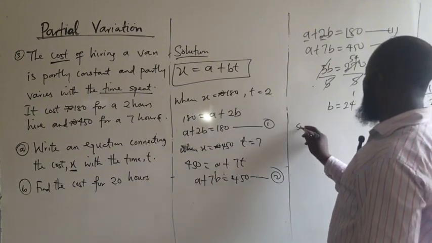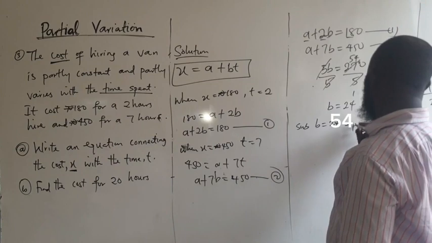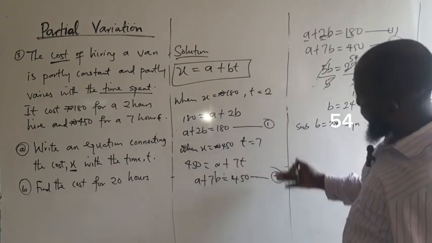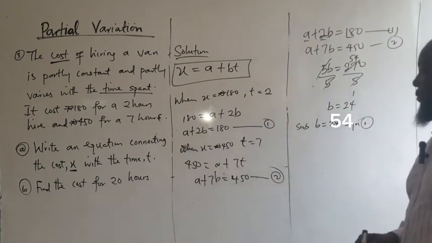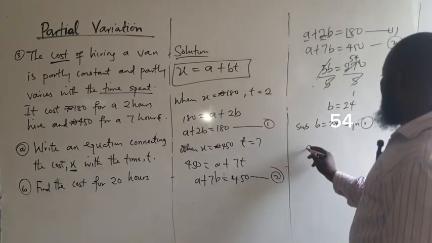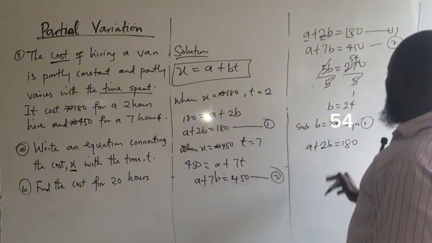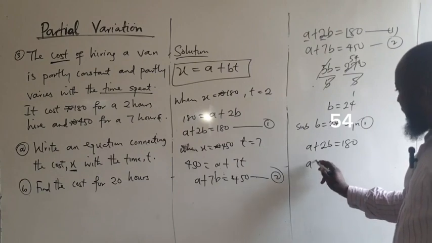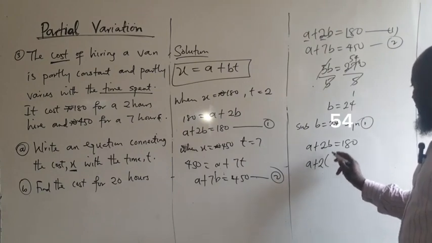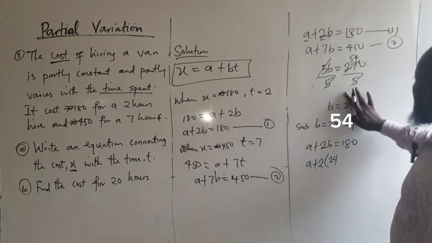So we now know the value of B, and it remains the value of A. So now substitute B equals 24 in either of the two equations. We can make use of equation 1 or equation 2. So let's say in equation 1, we have A plus 2B equals 180. So put the value of B in this equation. This will give us A plus 2 multiplied by the value of B, which is 24.